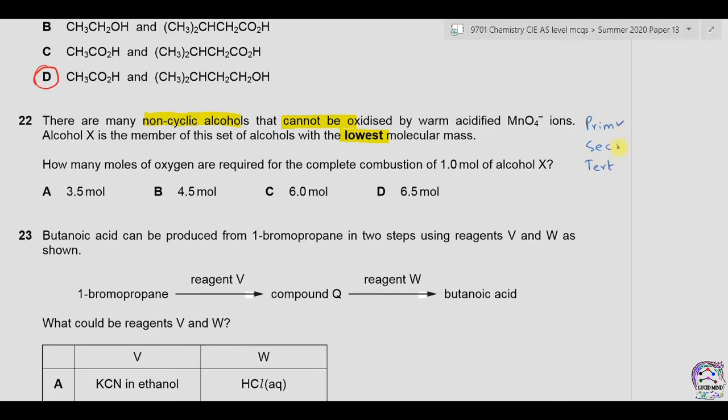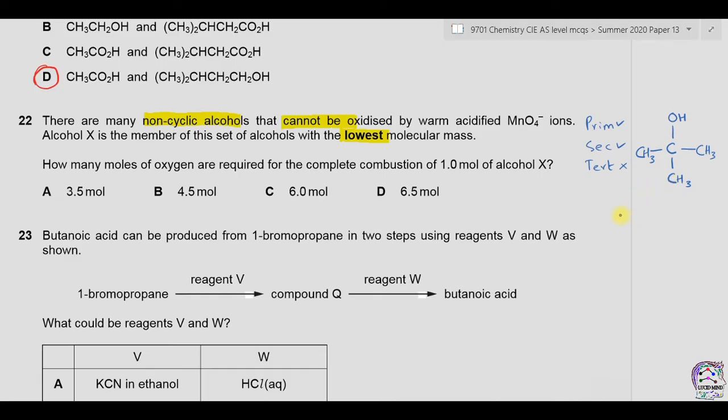Primary alcohol and secondary alcohol both can be oxidized by manganate ions. Only tertiary alcohol cannot be oxidized. Let's find out the tertiary alcohol having lowest molecular mass. So tertiary alcohol is such an alcohol in which hydroxide is attached to the carbon atom, and this carbon is directly attached to three other carbon atoms. We will have three alkyl groups. This is the structure of tertiary alcohol having lowest molecular mass.